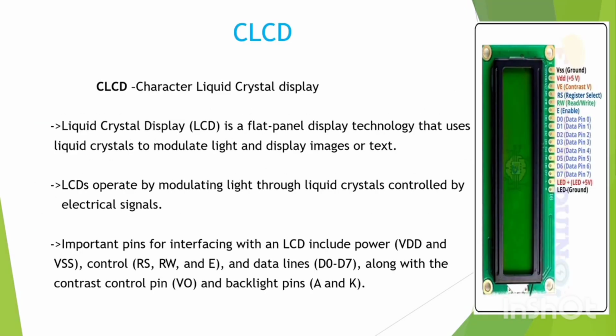The next peripheral is CLCD, which is known as character liquid crystal display. It is a flat panel display technology that uses liquid crystals to modulate light and display images or text. LCDs operate by modulating light through liquid crystals controlled by electric signals. Important pins for interfacing with an LCD include power, control RS, RW, and E, and data lines like D0 to D7, along with the contrast control pin V0 and backlight pins A and K.